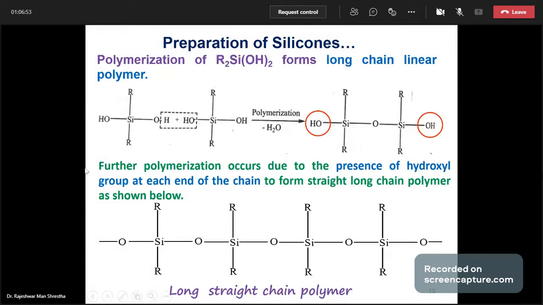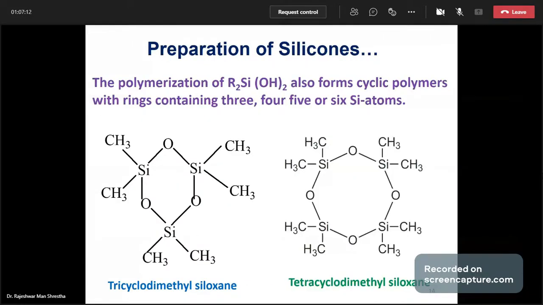In this case two OH groups are present, and after the first reaction the product again contains OH groups and polymerizes again, and on polymerization it will form a long straight-chain polymer. During this reaction some cyclic silicones are also formed. Such types of silicones, closed-chain silicones, are also formed during this reaction.